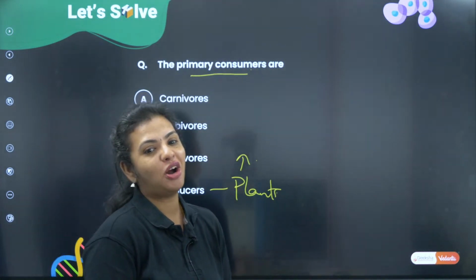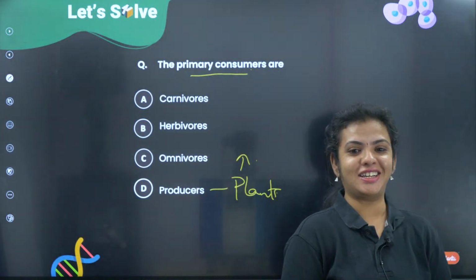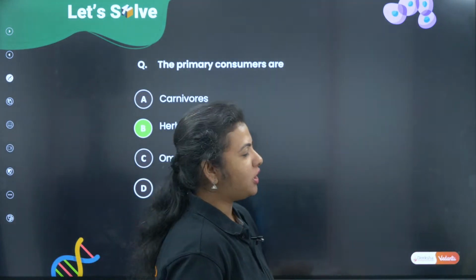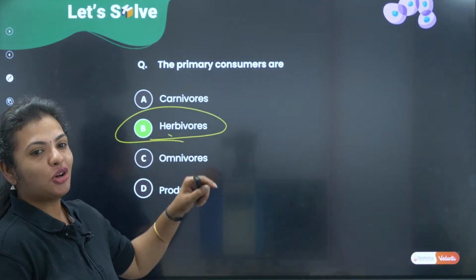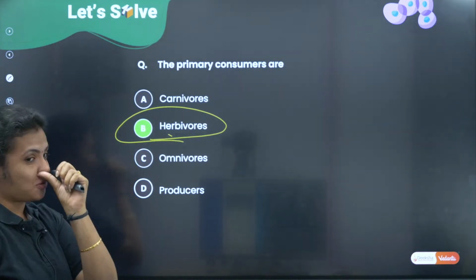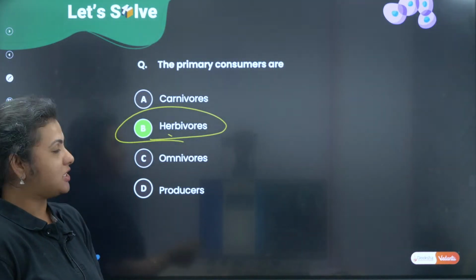Okay, we have one important person, Arjun, who is giving us the answer here. It is so simple. So, it is going to be herbivores. Okay. So, herbivores are vegetarians who are going to consume the plants.